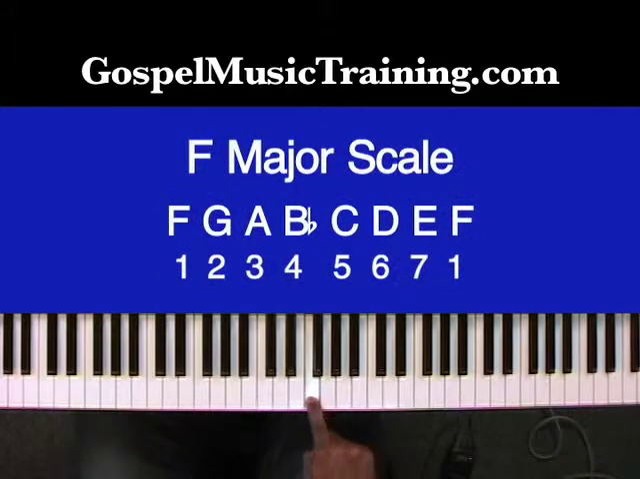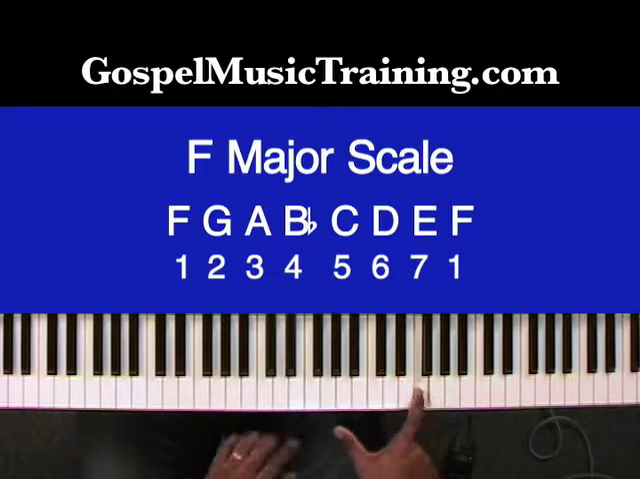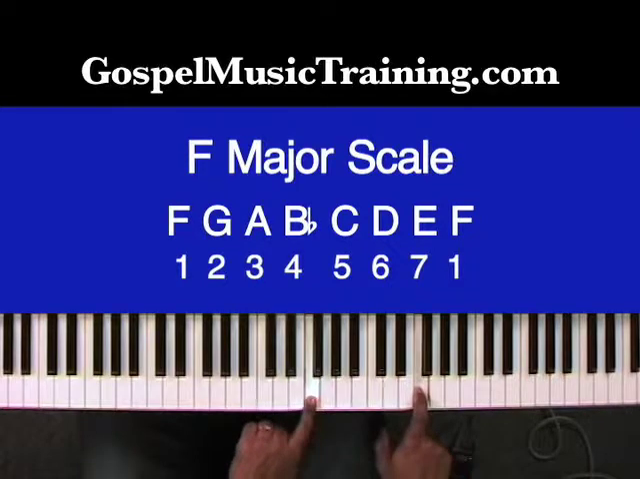Okay, so your homework was to figure out the scales. Let me reveal the answers, but I'm going to reveal them using the number system. So let's go to the key of F. F is the first tone. G is the second tone. A is the third tone. B flat is the fourth tone. C is the fifth tone. D is the sixth tone. E is the seventh tone. And of course, F is the first tone.